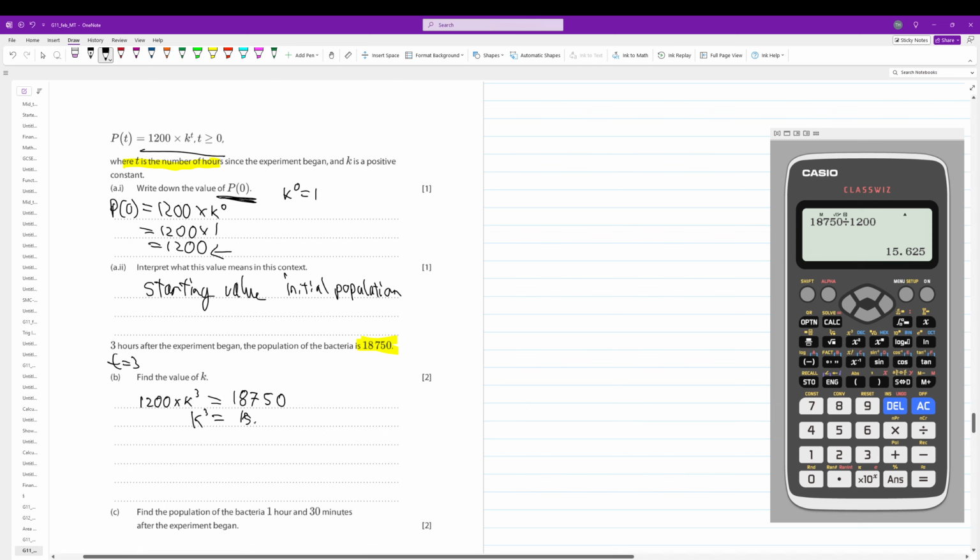15.625. Which means that K must be the cube root of the answer, which is 2.5. Oh, what a nice number to appear.